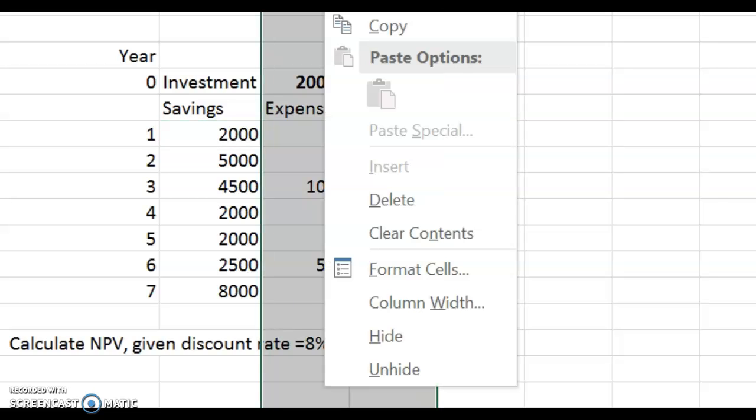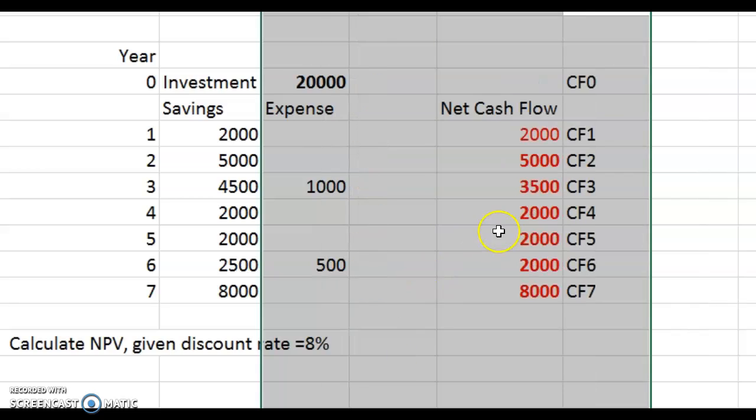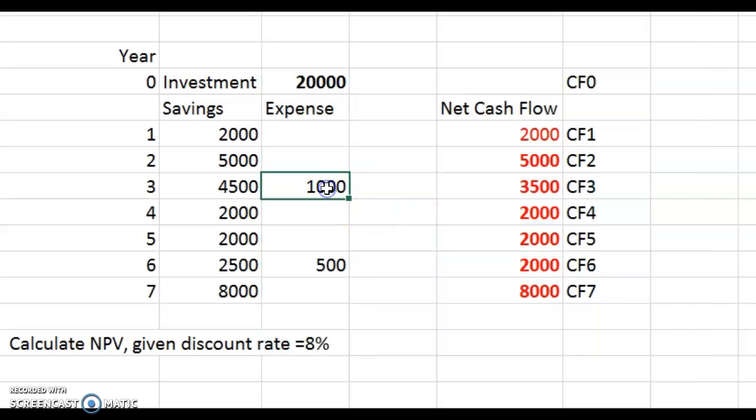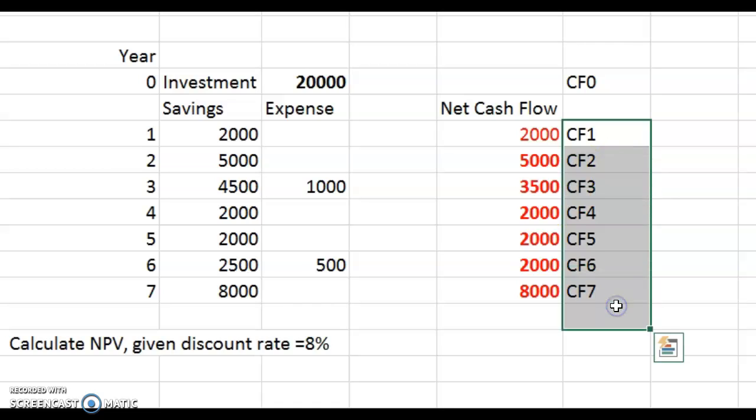For that, what you have to do is deduct this expense from the corresponding savings. So you can see that it is 3,500. So these are your cash flows in each year of operation and this is your investment. Now you can try calculating the NPV of this particular project and come up with the answer. Thank you.